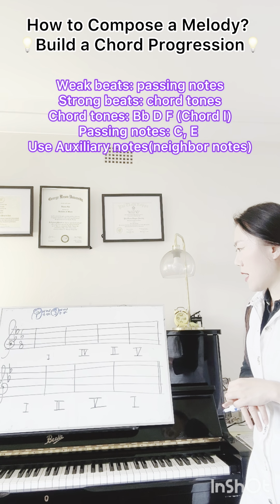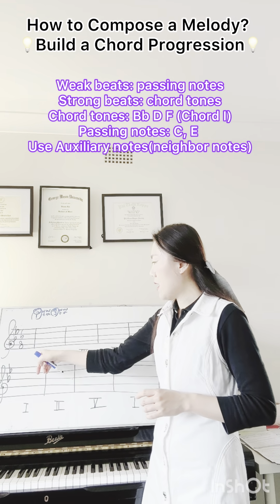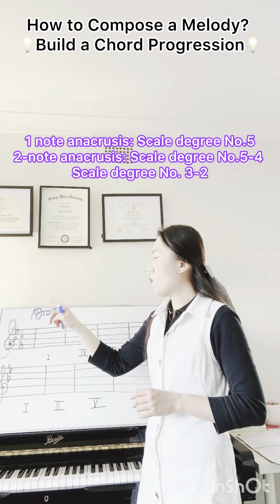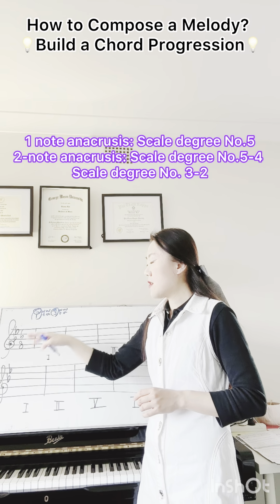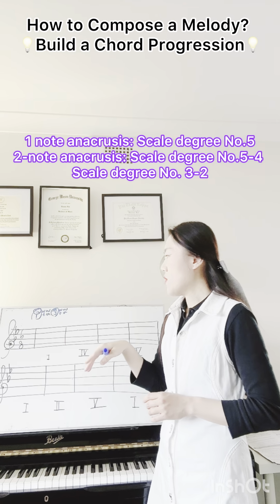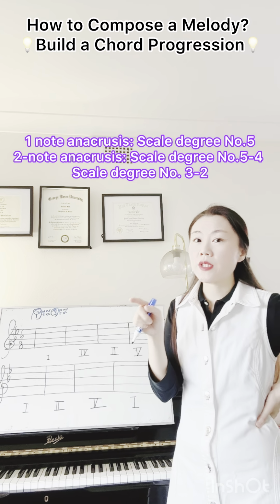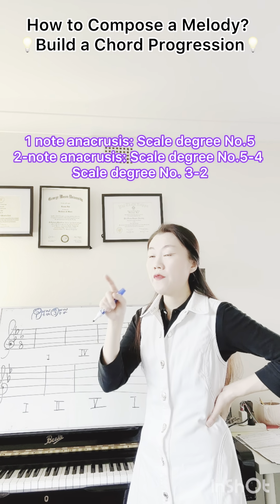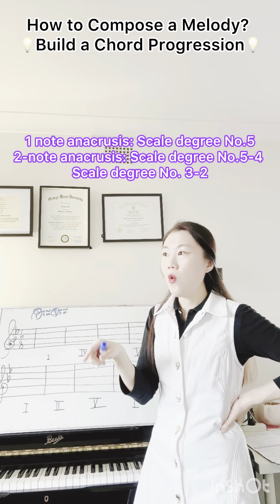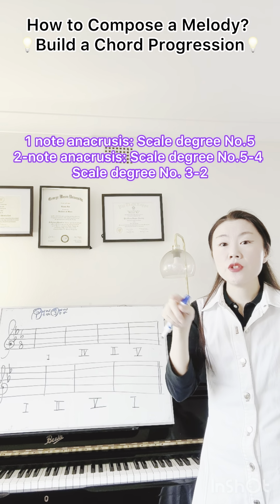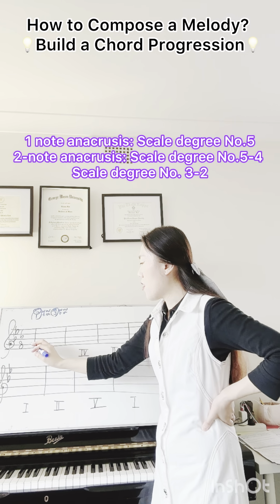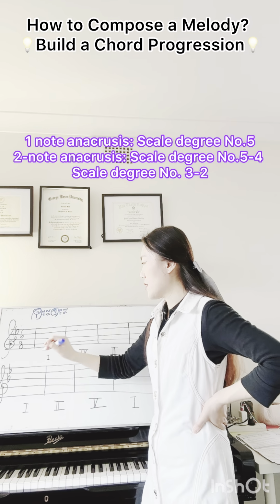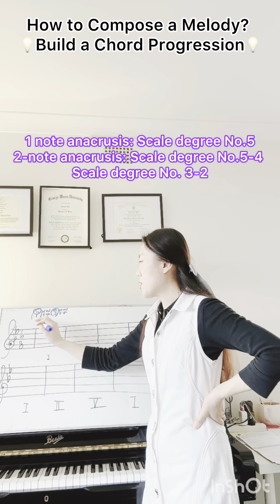Alright, so let's build up. Now we're going to start with an upbeat. When you're starting with one upbeat, it's better to start with scale degree number 5. When you're starting with a 2-note upbeat, then you had better start with scale degree 5 to 4, or scale degree 3 to 2.